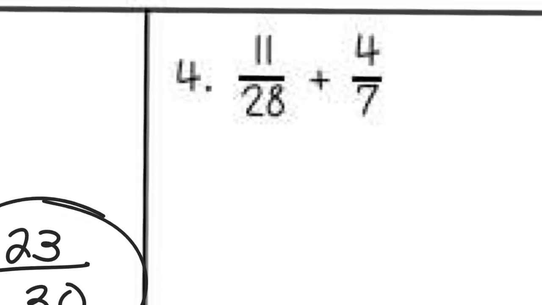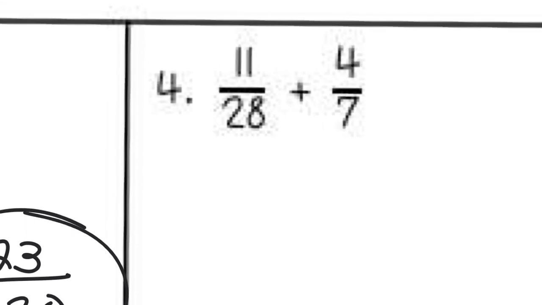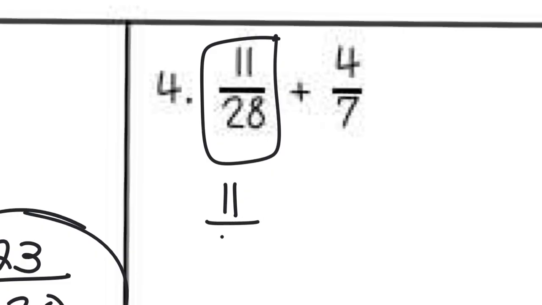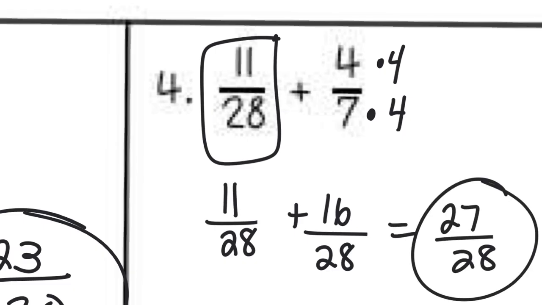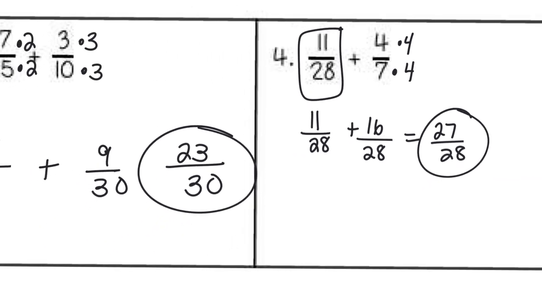All right, what is my common denominator on this one? Least common denominator. Yes, 28. This one already has a 28 as the denominator. I don't need to do anything to that one. That one stays 11 out of 28. What do you have to do to 7 to make it a 28? Multiply by 4. Do that to the top. What's 4 times 4? What's 11 plus 16? We get 27/28, and that cannot be simplified.